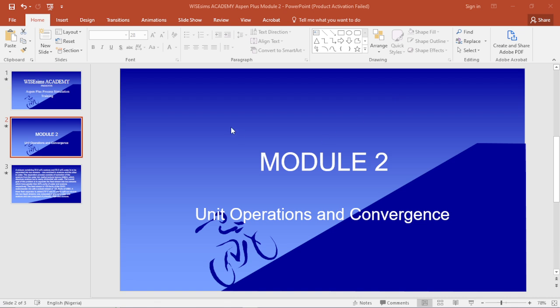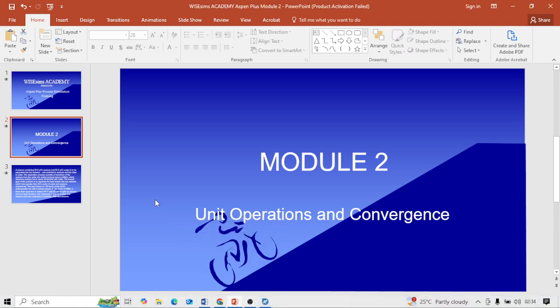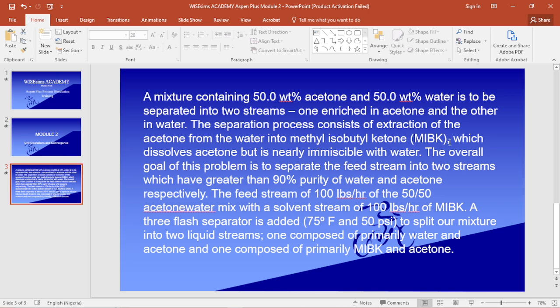Let's move on. We have a problem statement we are looking at here. A mixture containing 50% by weight of acetone and 50% by weight of water is to be separated into two streams, one enriched in acetone and the other in water.